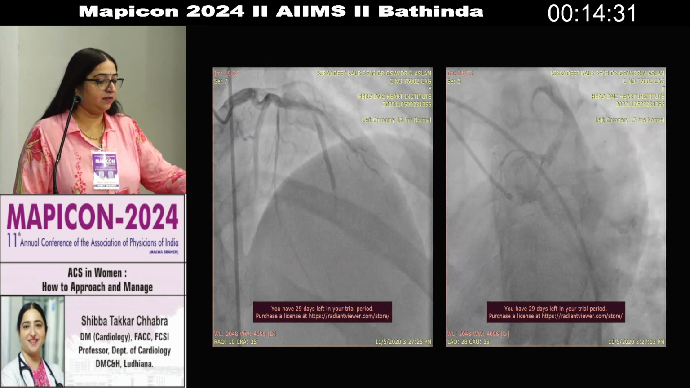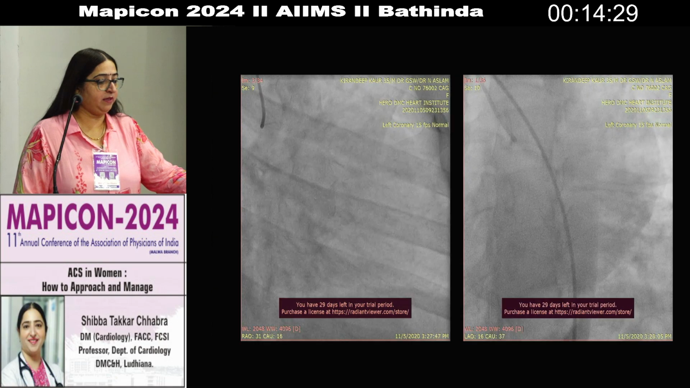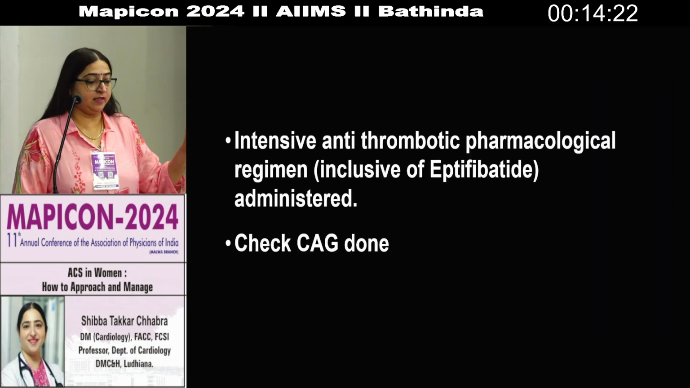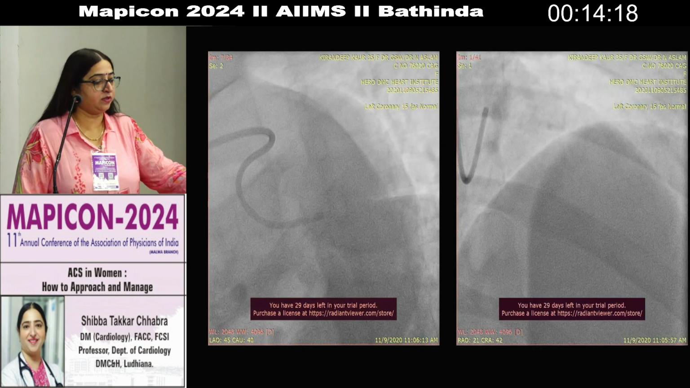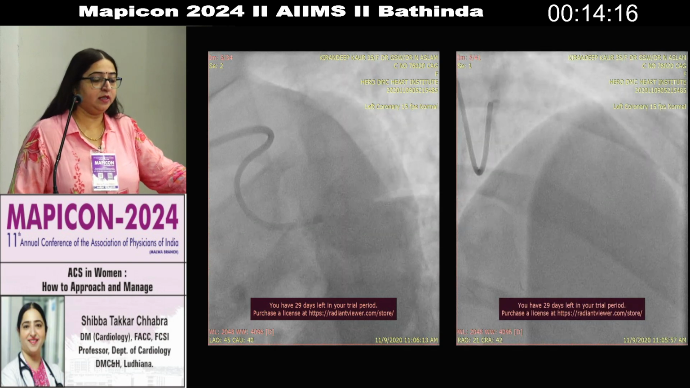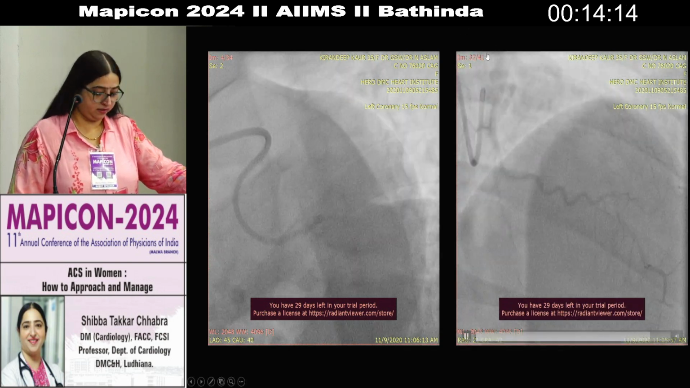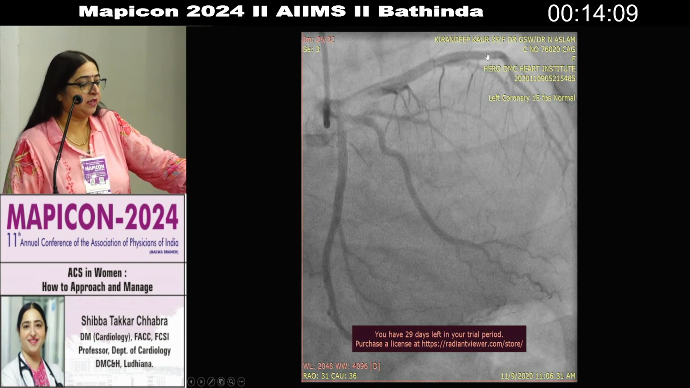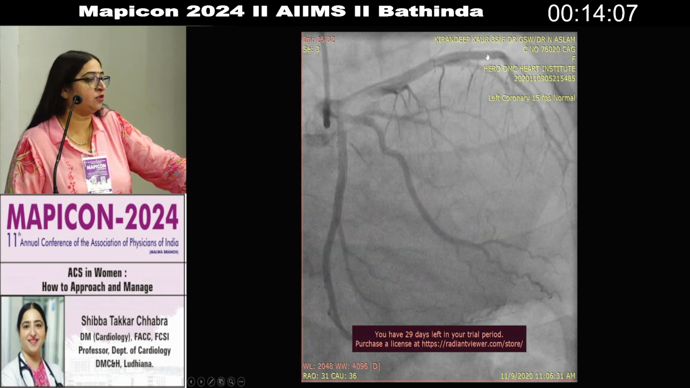She said, see, this is a 35 years old female patient who has come with MI, and you see what needs to be done. So anyways, she was kept on intensive antithrombotic pharmacological regimen, and a check angio was done after that, which revealed a recanalized left anterior descending artery, and this patient was left on medical therapy. So I went to the patient and I started talking to her.